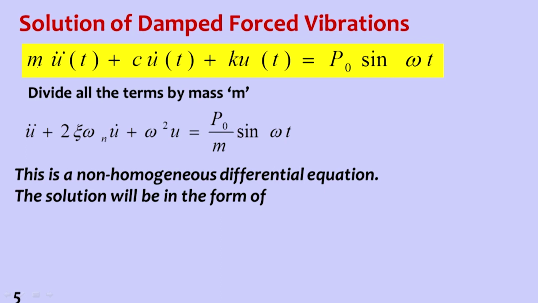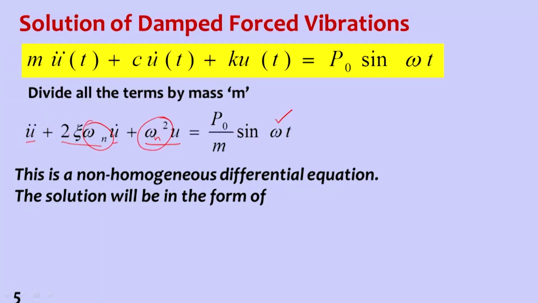So if we divide this equation by mass, we get u double dot plus 2 zeta omega n u dot plus omega n square u equals P0 by m into sin omega t. So this omega is the forcing frequency, and this omega n is the natural frequency of the system, which depends on system properties, that is stiffness as well as mass.